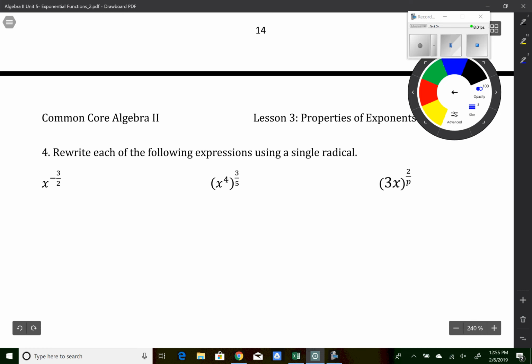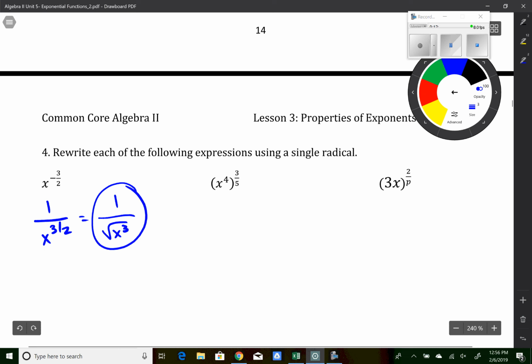Rewrite each as a single radical. I'm going to try and use only positive exponents whenever I can. So I'm going to rewrite this as x to the 3/2, and write as a radical, square root of x cubed. Look at that. That one wasn't too bad. Next one, that's going to be x to the 12 over 5. Multiply those two exponents. So that's going to become the 5th root of x to the 12th.